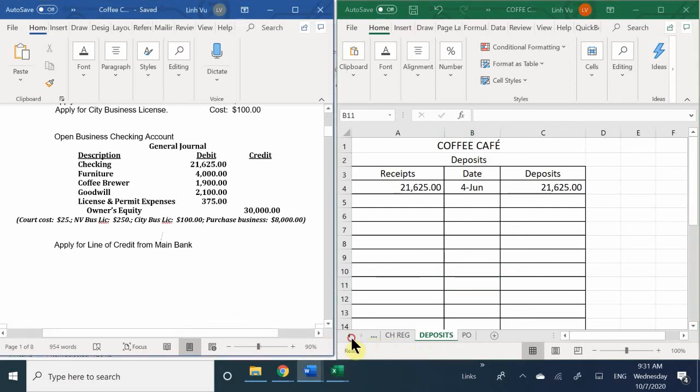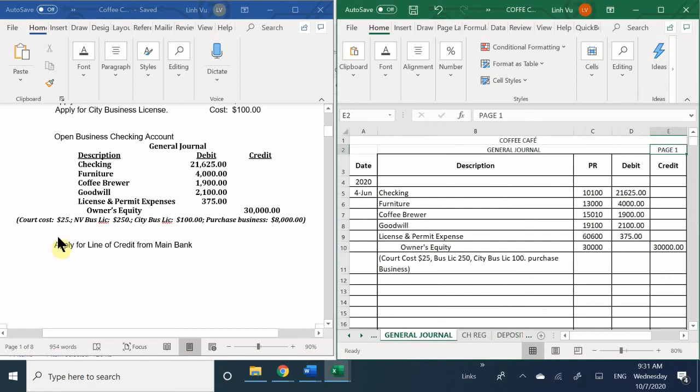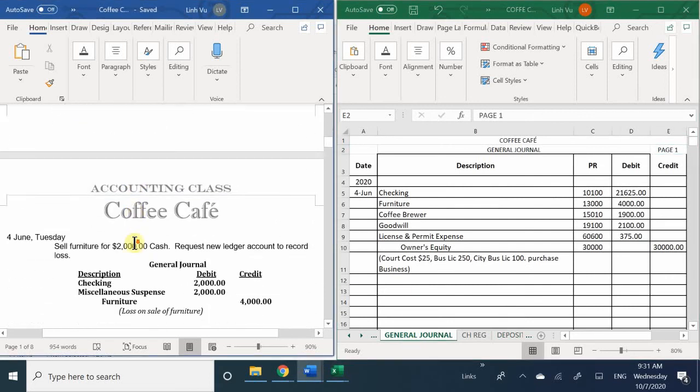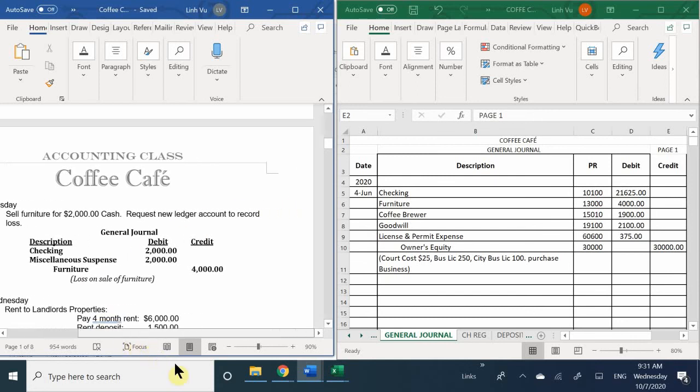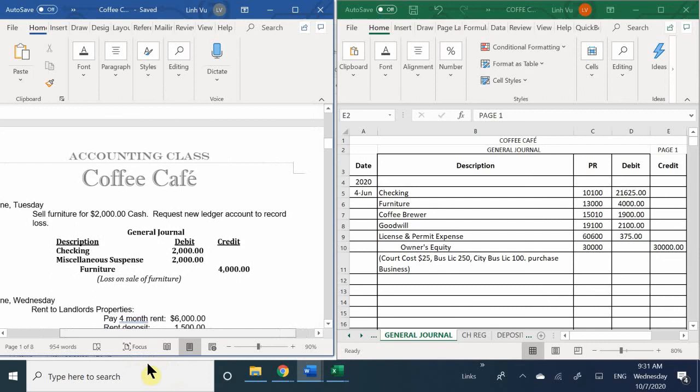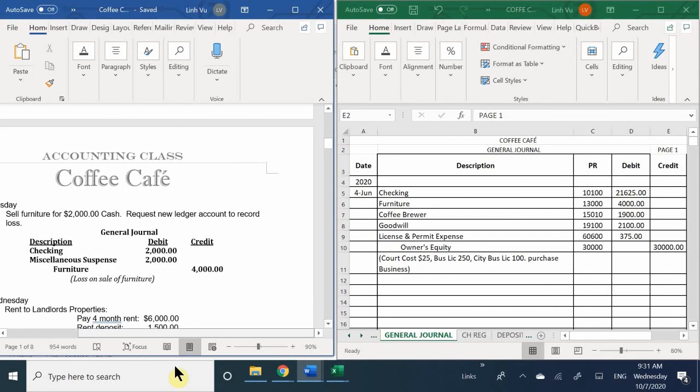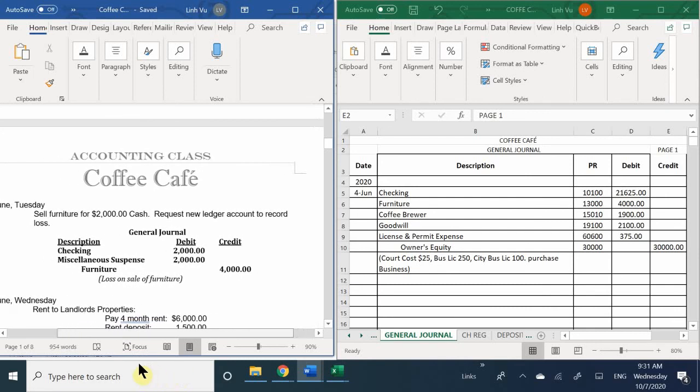All right. So I'm going to go back to my general journal. Now let's go ahead and complete the second transaction here. So here we sold our furniture for $2,000 cash. Okay, and it says right here that we request a new ledger account to record the loss. So here I have already created it for you. So in this case, there's no need to actually create or request a new account because it already exists.